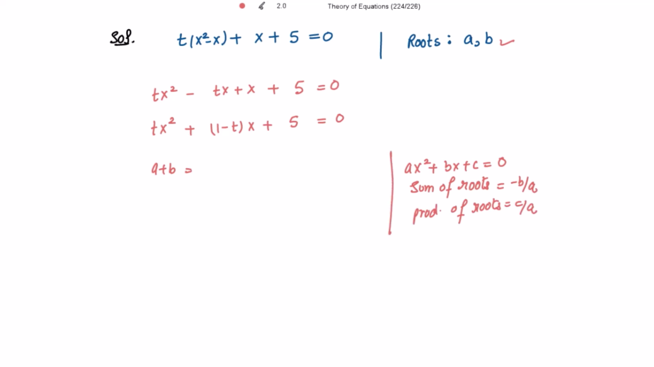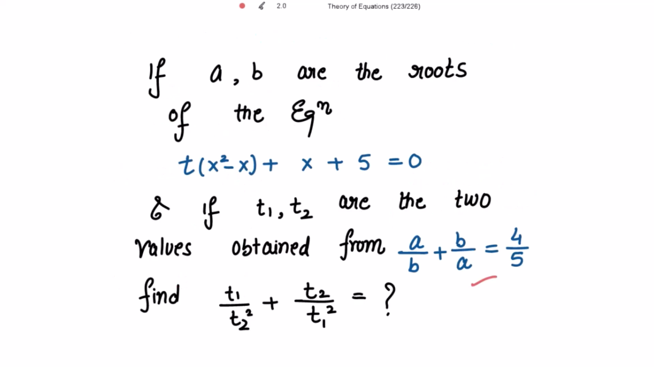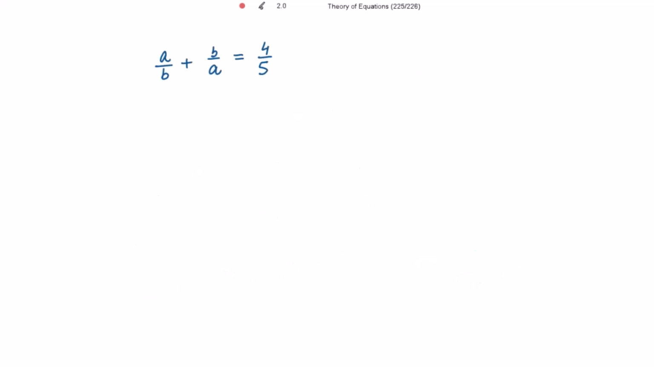So the sum of the roots, that is a + b, is equal to −(1 − t)/t, that is (t − 1)/t, and then the product of the roots ab is equal to 5/t. Right? Okay. What is the condition given to us? If t1, t2 are the two values obtained from this relation, let's simplify this first.